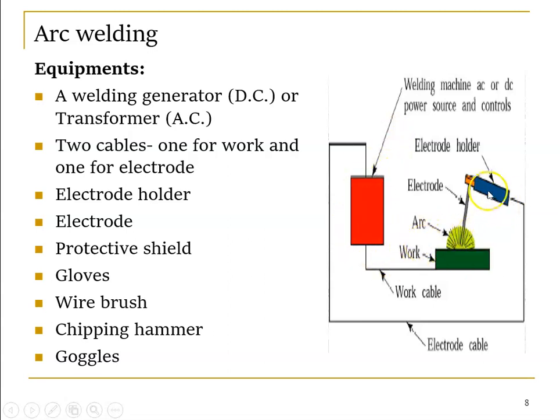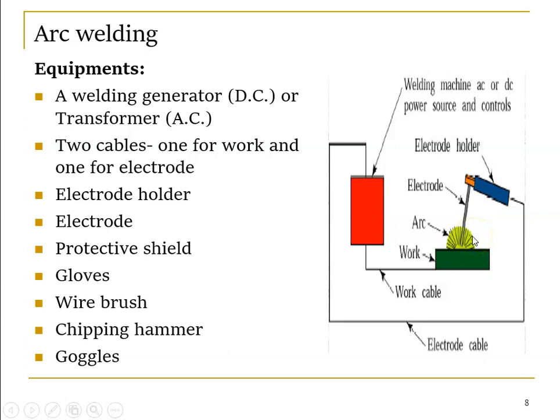For the electrode, we have an electrode holder to hold the electrode. The electrode holder is attached to the electrode cable. Similarly, the other cable is connected to the workpiece, and the work is held with work holding devices, right? So if we supply the electricity, and the electrode touches the work, then the arc will generate. This arc is used to raise the temperature. This is what arc welding is.